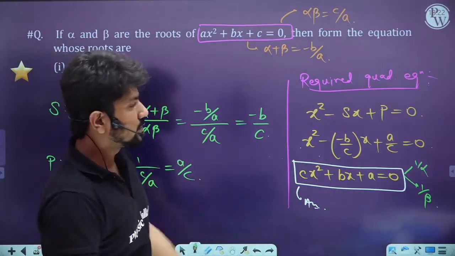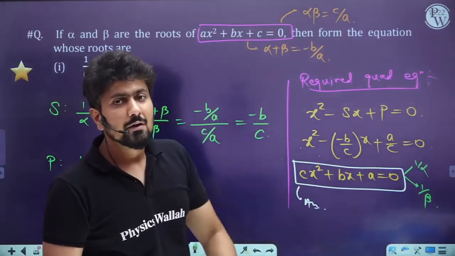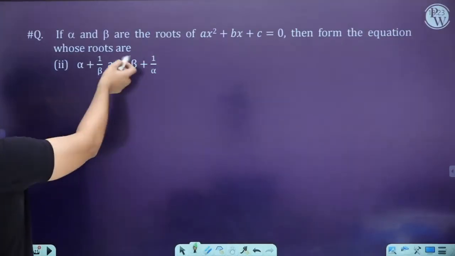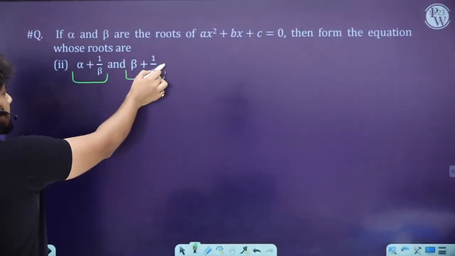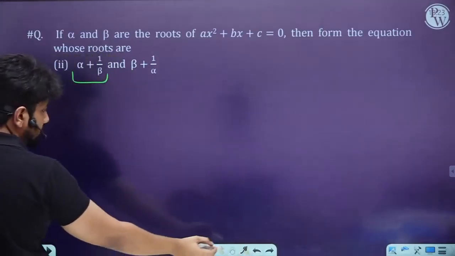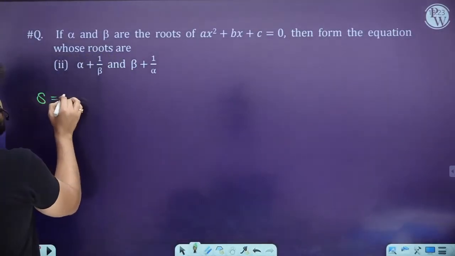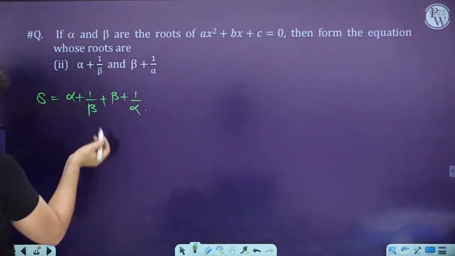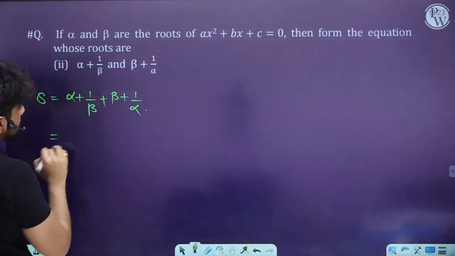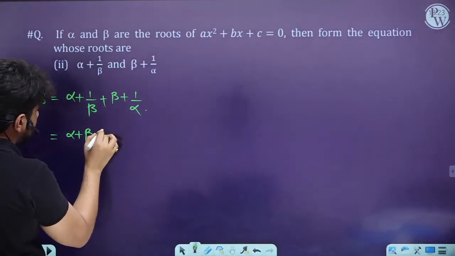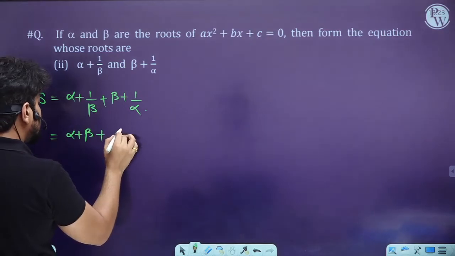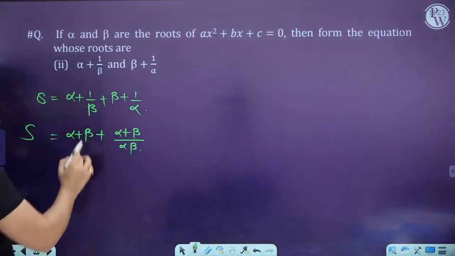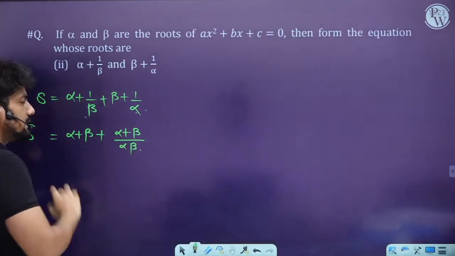So this is the process: finding sum of roots, finding product of roots. If we can do that, we can form our required equation. Now, this time I need to make an equation whose roots are alpha plus 1 by beta and beta plus 1 by alpha. What's the sum of the roots, everybody? The sum of the roots is going to be alpha plus 1 by beta plus beta plus 1 by alpha. That is equal to alpha plus beta, plus 1 by alpha plus 1 by beta, which is alpha plus beta upon alpha beta.